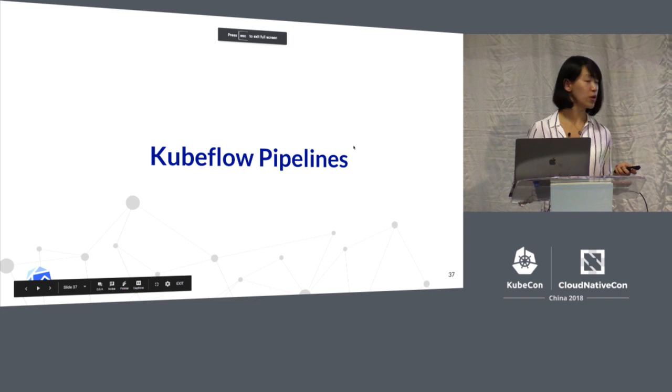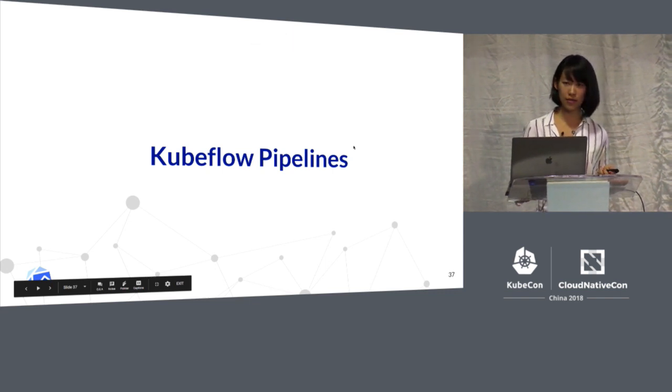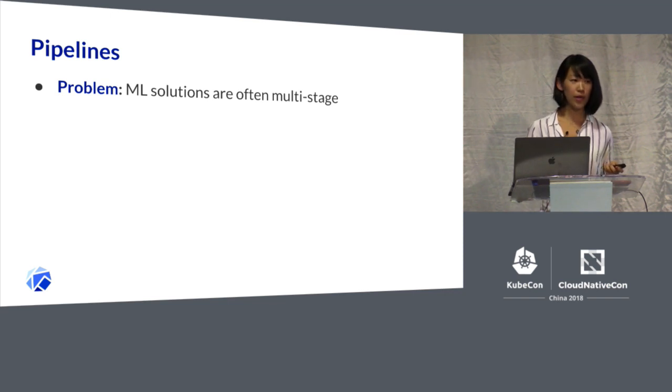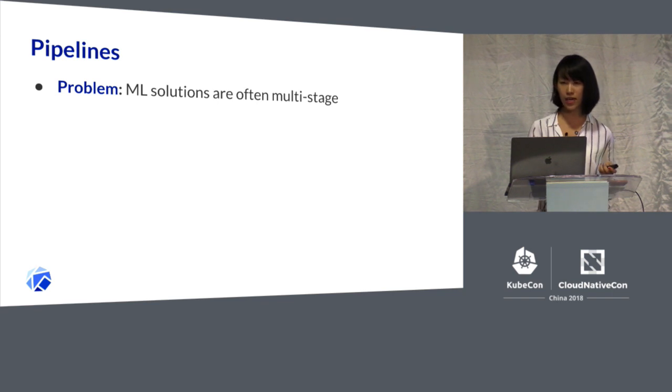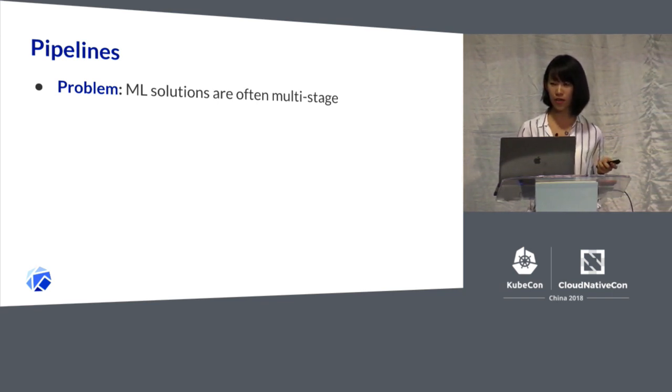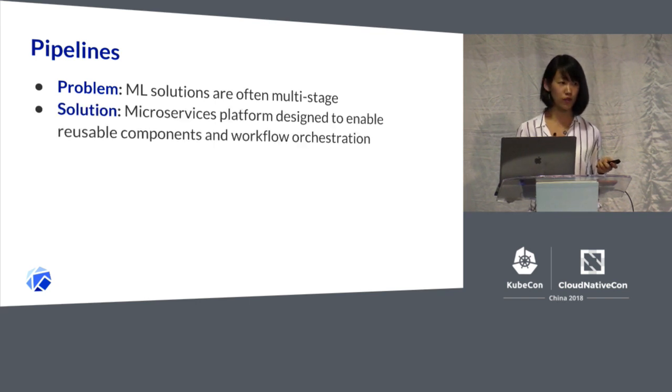The second thing that we want to highlight is Kubeflow Pipelines. This was announced very recently. And what we see and notice in the community is that machine learning solutions are often multi-staged. There are a lot of components currently in Kubeflow that deal with each of the stages, but it was very difficult to put all the different stages and components together. And that's why we have Kubeflow Pipelines.